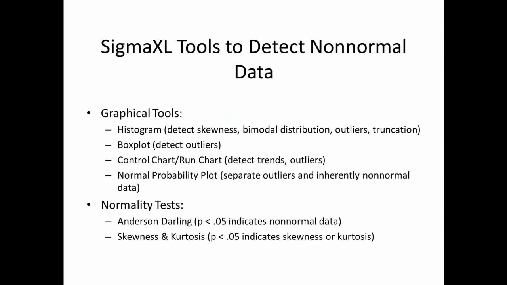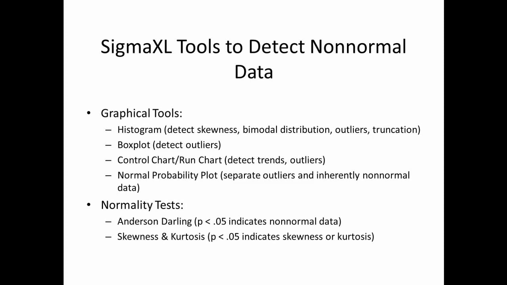Histogram. All right, well, a histogram can be used to detect skewness, bimodal distribution, outliers, and even truncation. These are all different reasons why you may have non-normal data, and it's important to use the graphical tools to look at your data, because depending on the reason for the non-normality is going to take you in different directions in terms of how you deal with that non-normality. And we'll get into that in just a bit.